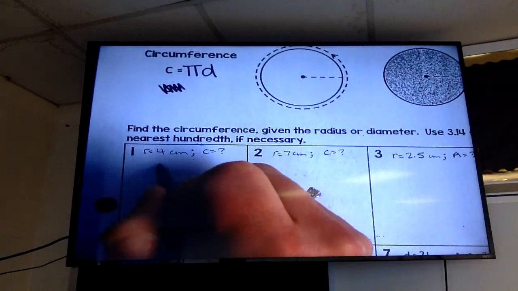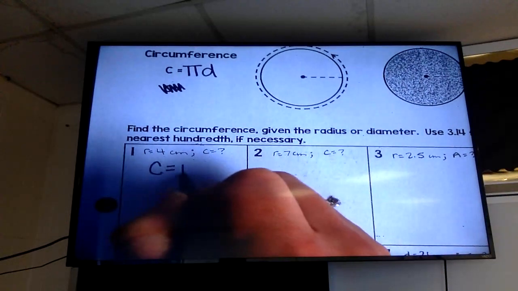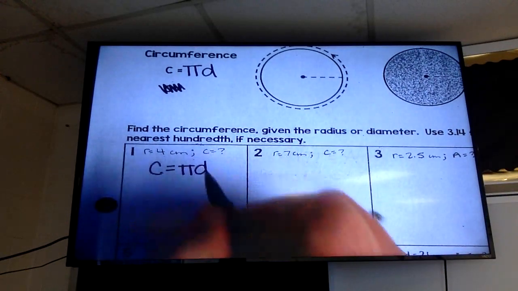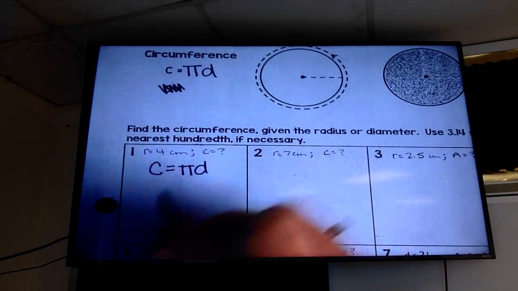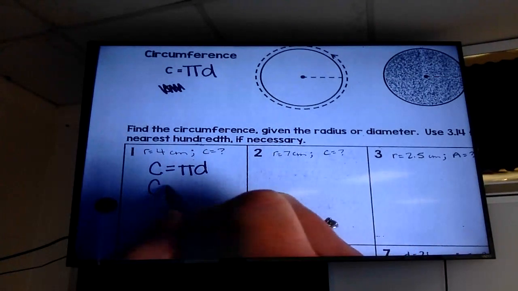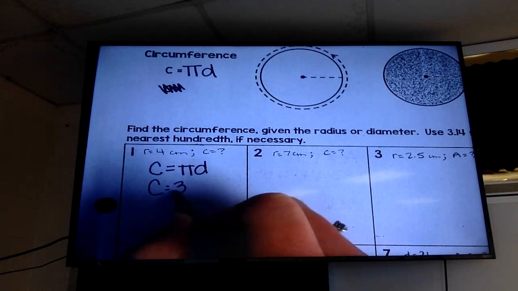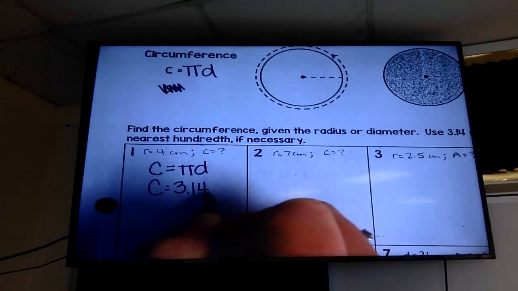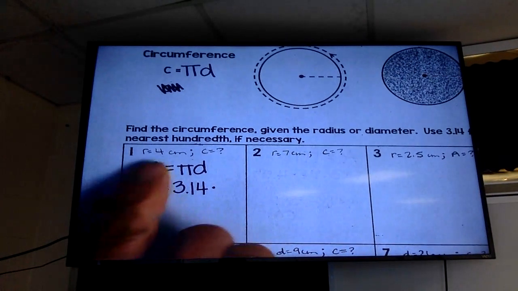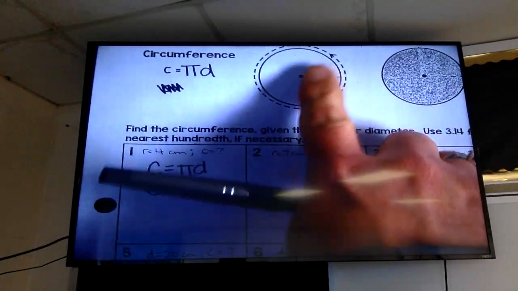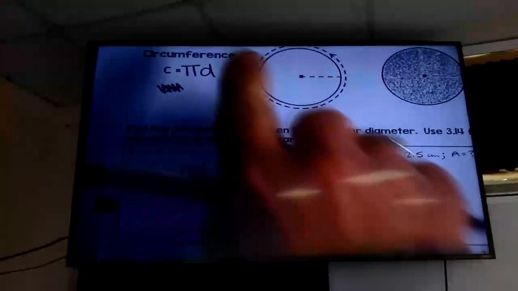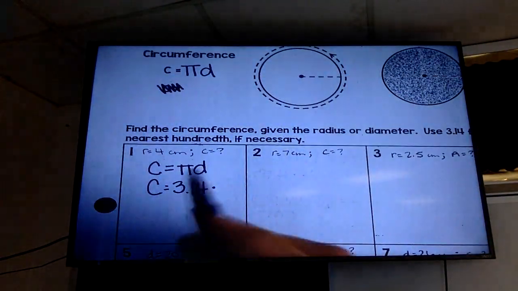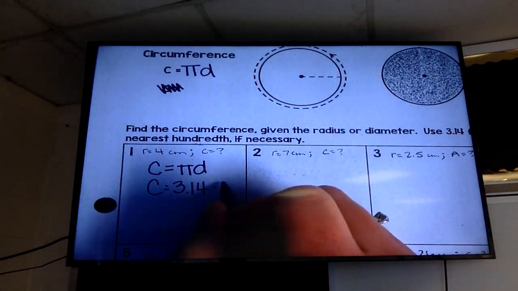So I'm going to say circumference equals pi times diameter. And I'm going to write that down every time, and then I'm going to fill in what I know. Okay, do I know the circumference? Nope. Do I know pi? Yes, I know it's 3.14. Do I know the diameter? Well, it says the radius is 4. So if I need to find the diameter all the way across, I would say 2 times 4 is 8.